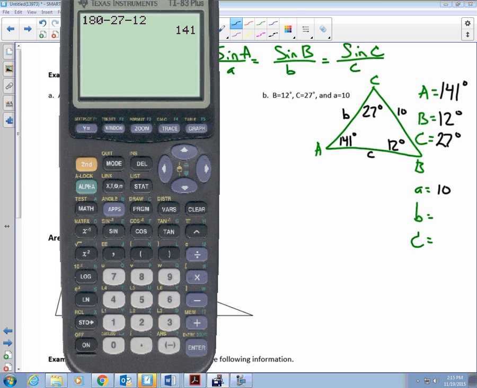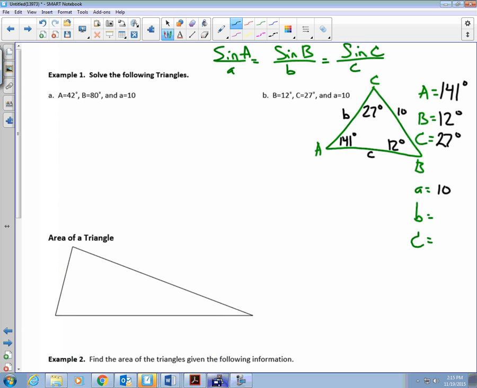Can I use the Pythagorean theorem? Why? It's not a right triangle. Can I use SOHCAHTOA? No, because it's not a right triangle. SOHCAHTOA and the Pythagorean theorem only work with right triangles. If I don't have a right angle, I have to use the law of sines.